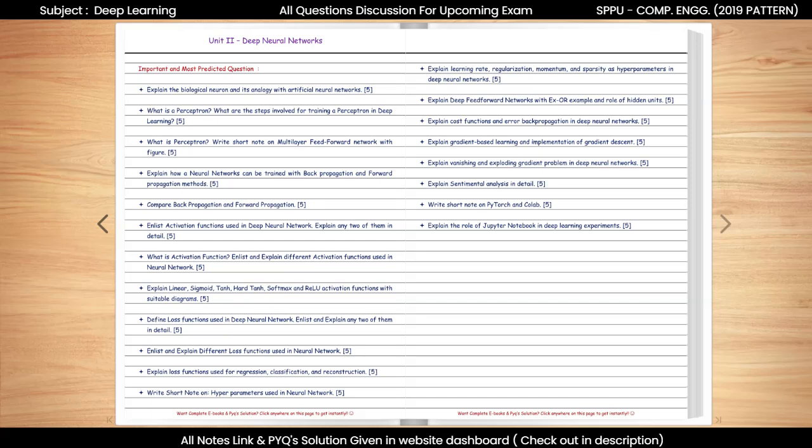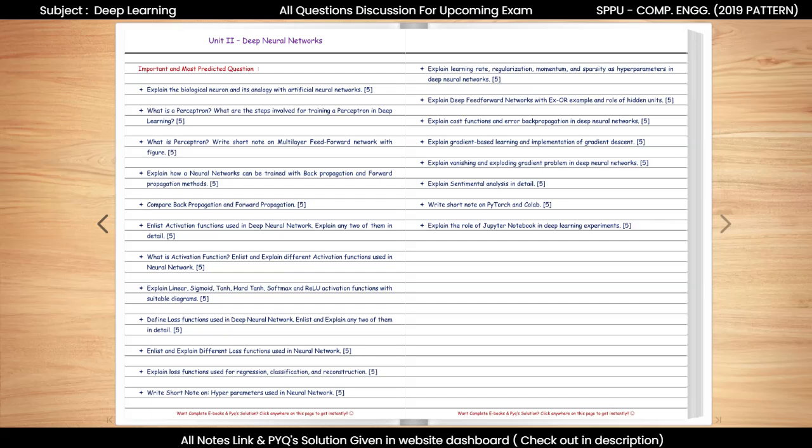Now, let us move on to our next important topic, hyperparameters. From this topic, we can expect questions such as, write short note on hyperparameters used in neural network. Hyperparameters are settings that control how a neural network learns. They are chosen before training and strongly affect performance. Examples include learning rate, regularization strength, and momentum. Proper tuning of hyperparameters improves accuracy and stability.